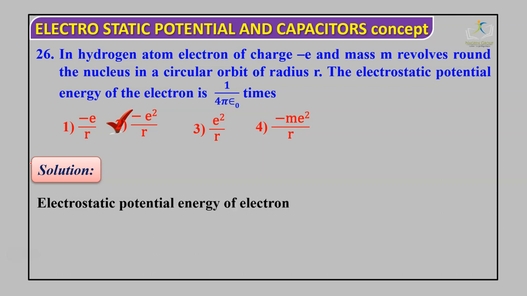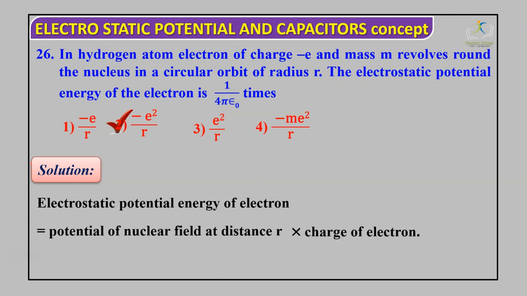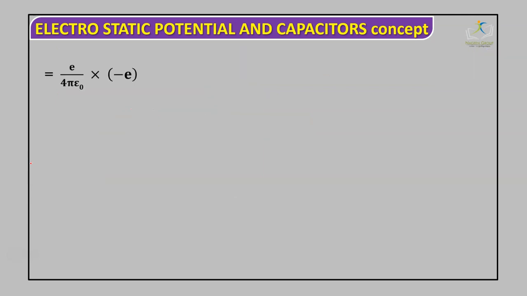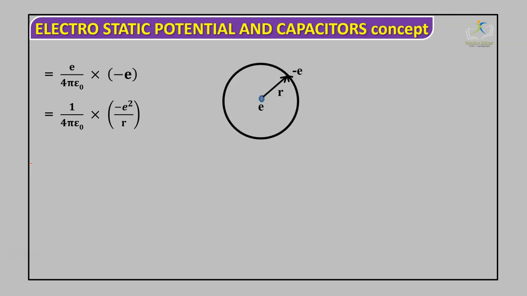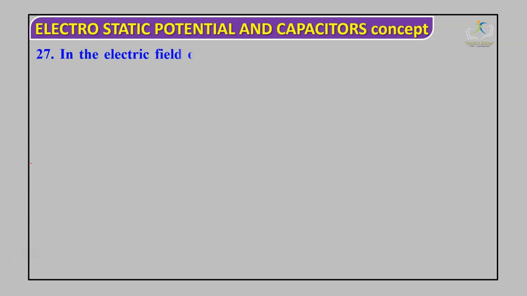So, the electrostatic potential energy of the electron is the potential of the nuclear field at distance r times the charge of the electron. That means e into minus e divided by 4 pi epsilon naught. According to this, 1 by 4 pi epsilon naught into minus e square by r, by which we can say that the second option is the right answer. Next question we have.